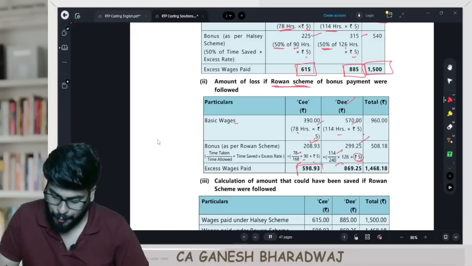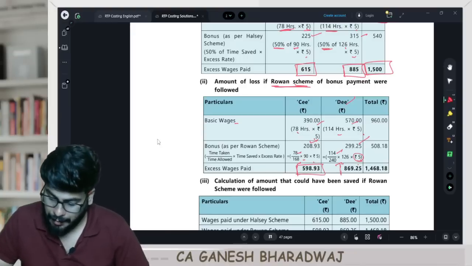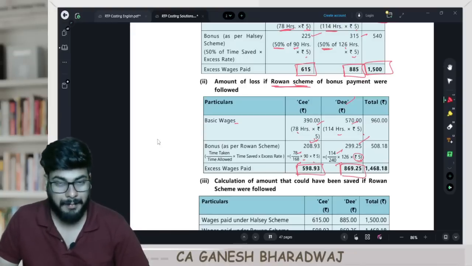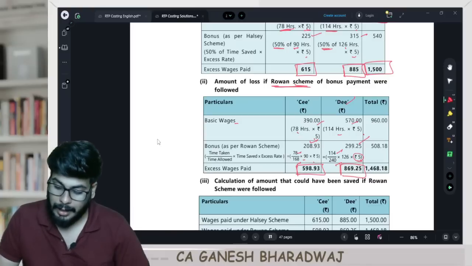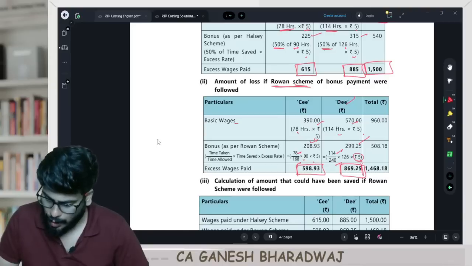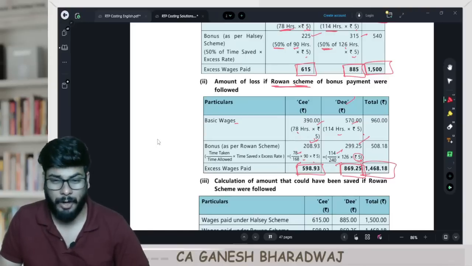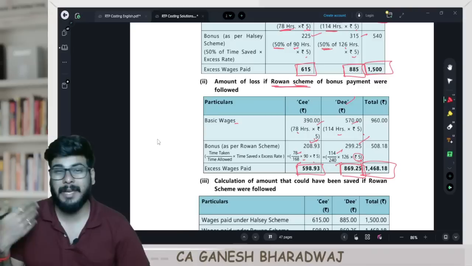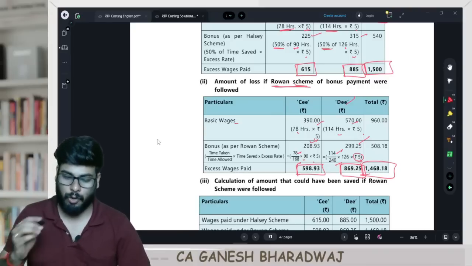So you add up the two. Under Rowan scheme, they are paying extra of 598.93, the incorrect amount, and 86 for C and 869.25 for D. You add up the two, you get 1468.18. That's the total amount they will be paying more, paying incorrectly, if they were following Rowan scheme.